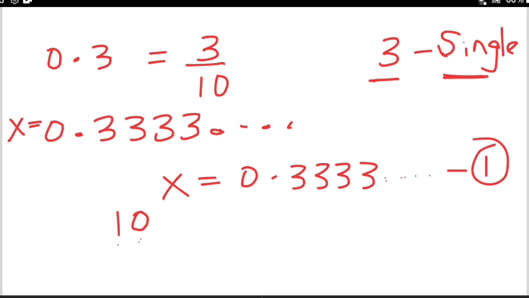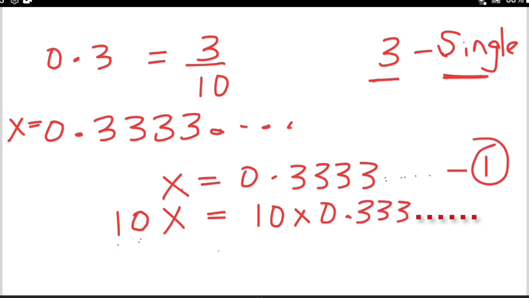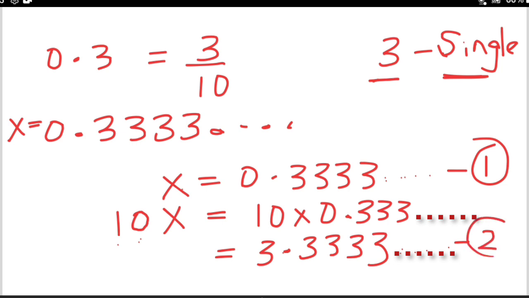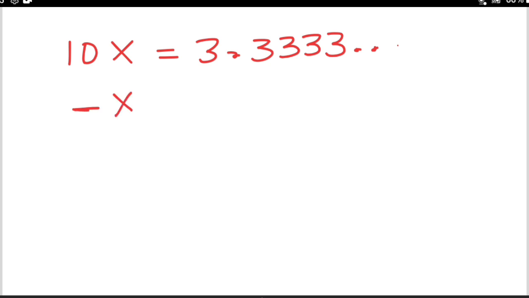So now multiply both sides by 10. Then you will get 10 times x, which is 10x, equal to 10 times 0.33333, which gives 3.33333, isn't it? And it goes on. Consider this as equation 2. So this is the 10x value. Now what you have to do? Subtract 2 minus 1. So what is our second equation? 10x, that is 3.33333. Am I right? Now subtract the first equation, which we have, 0.3333.